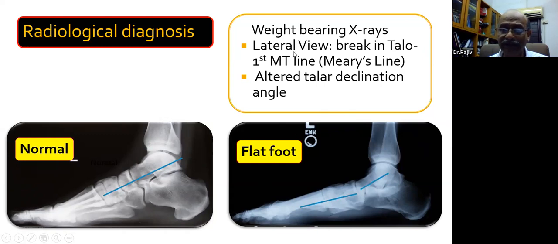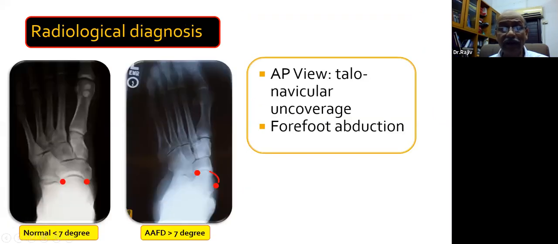In a weight-bearing X-ray, what you look at is called Meary's line. A line passing from the center of the first metatarsal passes through the center of the talus, so it doesn't make any angle. This angle is 0. But when the patient has flat foot, the line breaks and forms an angle. That angle is called Meary's angle. This is in the lateral view.